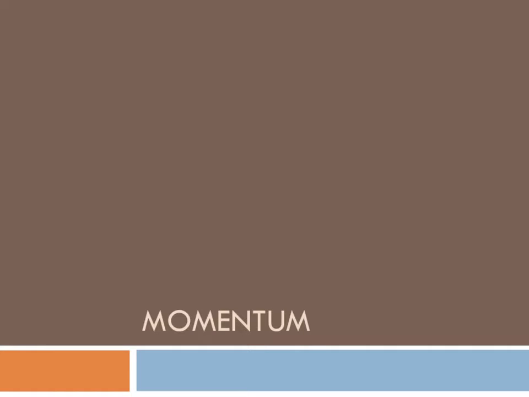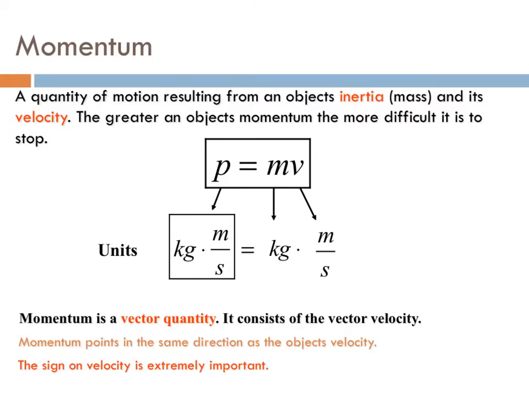This video covers momentum. Our topic of momentum is actually very similar to what it was last year. So momentum is a quantity of motion resulting from an object's inertia. Remember that inertia is an object's resistance to changes in motion. And momentum has to do with velocity. The greater an object's momentum, the more difficult it is to stop.